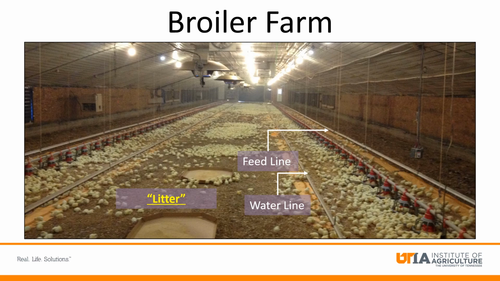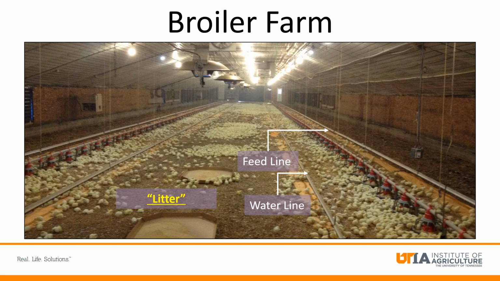In this slide here, we have a photograph of a broiler farm, and you can see that in a broiler farm there are no slats present in the barns. The birds are simply raised on a floor, and you can see that there's feed and water lines that run down the length of the buildings, and the birds are placed directly on what's referred to as litter.